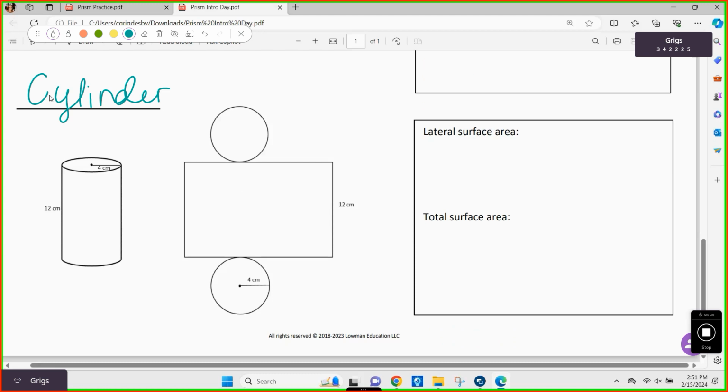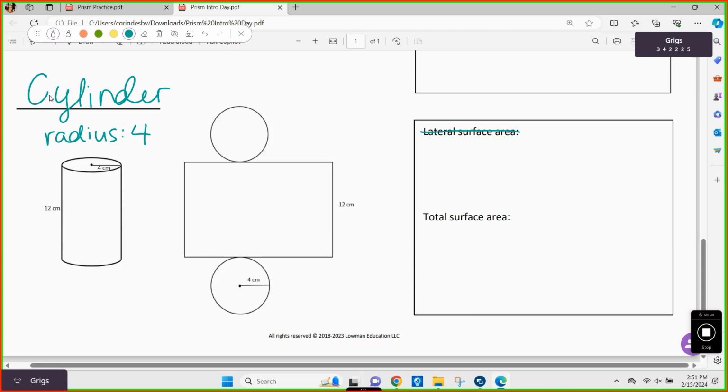Alright, looking at my cylinder, am I given a radius or a diameter? Radius. Why? Because it's half. So my radius would be 4 centimeters. Now let's go ahead and talk about, so I'm going to mark out lateral because we're going to find the total.